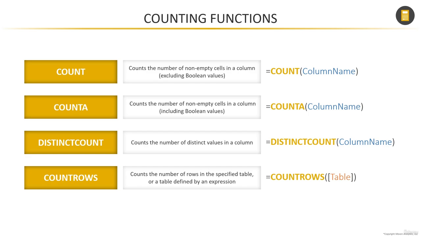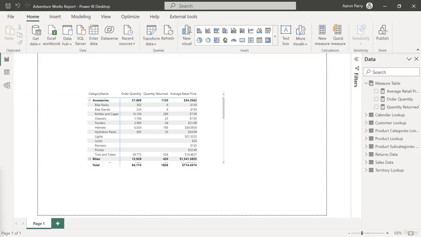Let's head over to Power BI and we'll practice a couple of these in our AdventureWorks report. All right, so we're back in Power BI in the report view here. And what we're going to do is we're going to add 2 new measures in this lecture to practice some of these counting functions. And we're going to add measures for total returns and total orders.